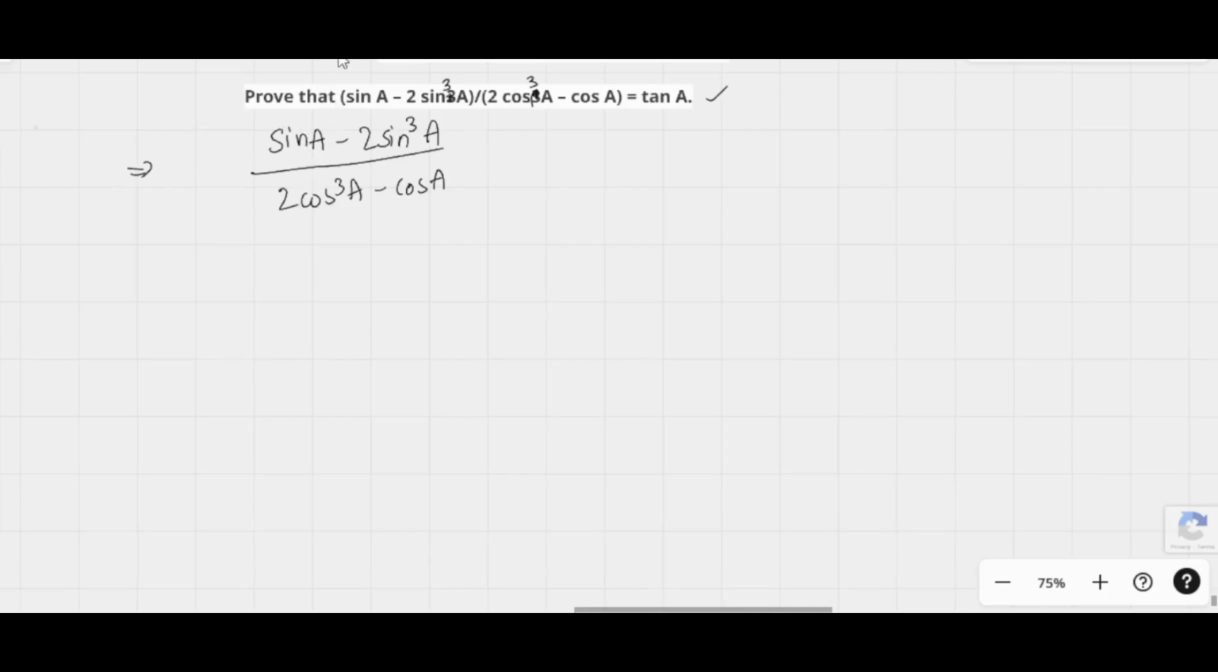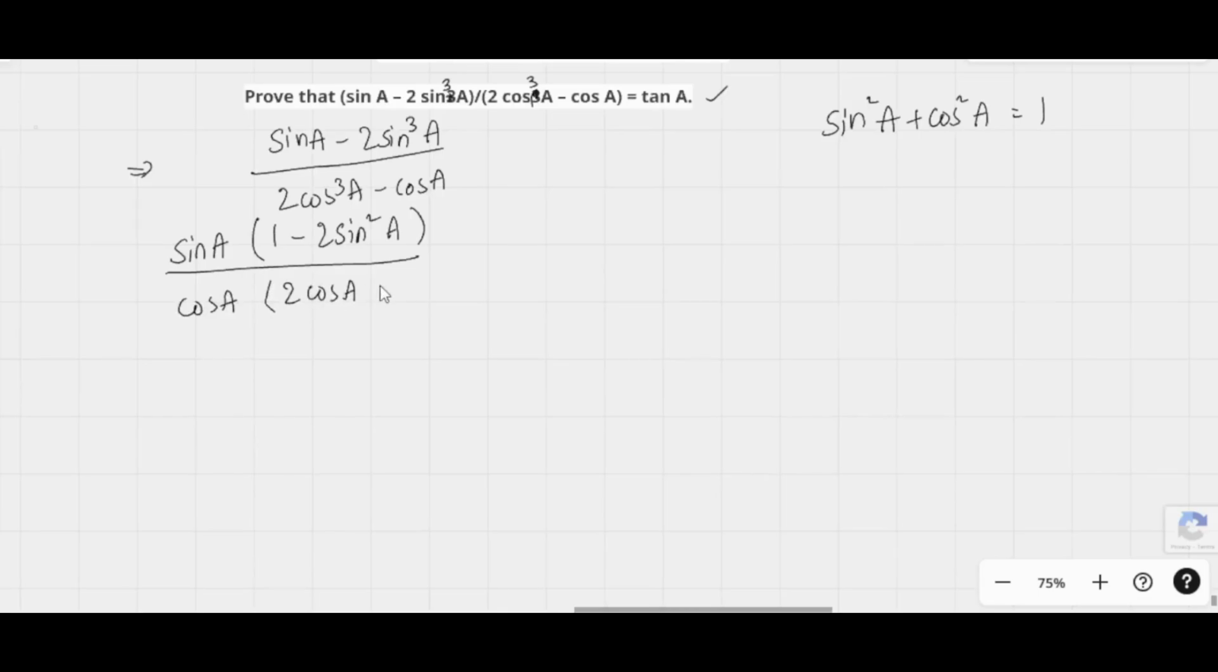I repeat again and again, whenever you see prove that questions, try to use your identities most of the time. So here we can use the identity sine squared A plus cos squared A equal to 1, because all the terms are like that. Now I'm going to take sine A common. If I take sine A out, 1 minus 2 sine square A. Why am I writing sine square? Because already one sine has come out. By cos A I'm taking out 2 cos square A minus 1.